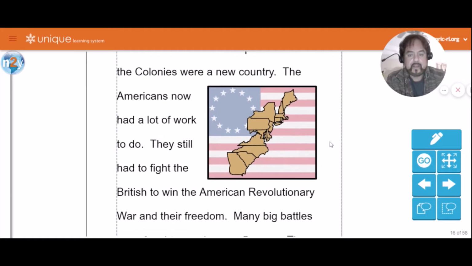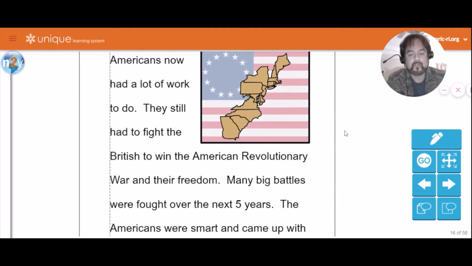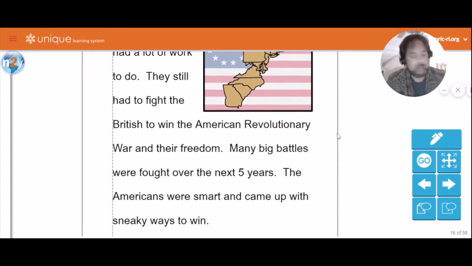The Americans now had a lot of work to do. They still had to fight the British to win the American Revolutionary War and their freedom. Many big battles were fought over the next 5 years. The Americans were smart and came up with sneaky ways to win. Very sneaky.